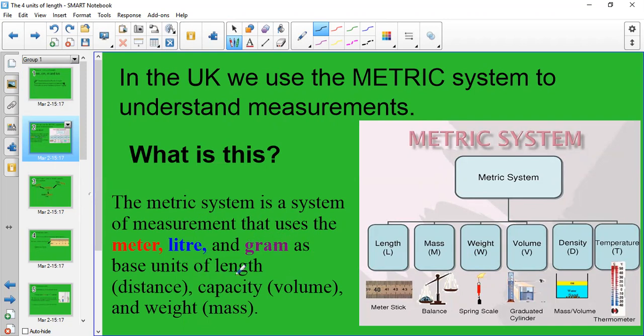And these are just basic units of length, which we're looking at today, which is also to do with distance. Things like capacity, which is also known as volume, and weight, which is also known as mass. And weight we know links in with grams and kilograms, and this is a good diagram to look at. So I hope that makes sense. That is what we use in the UK. Across the world there are different systems of measurement that people use, depending on the country or the continent, but we are using the metric system.